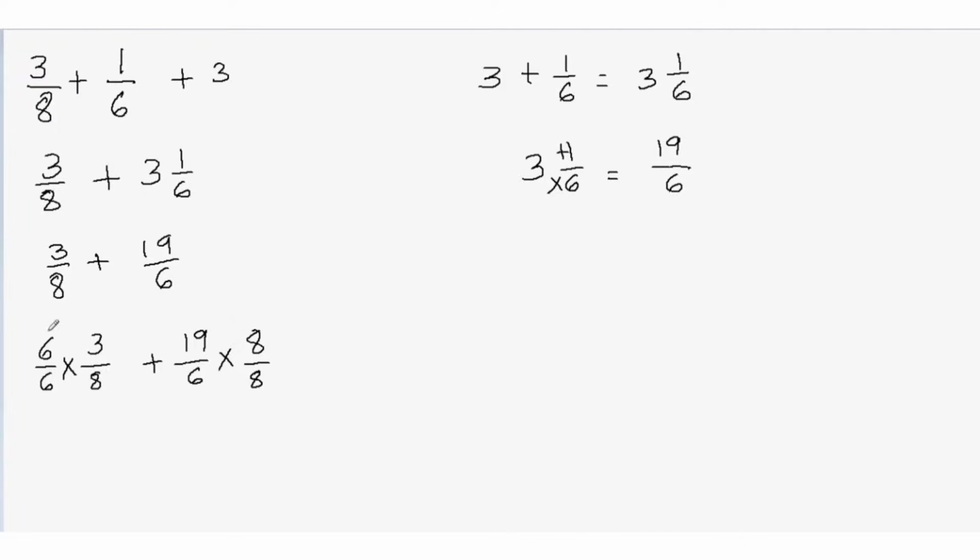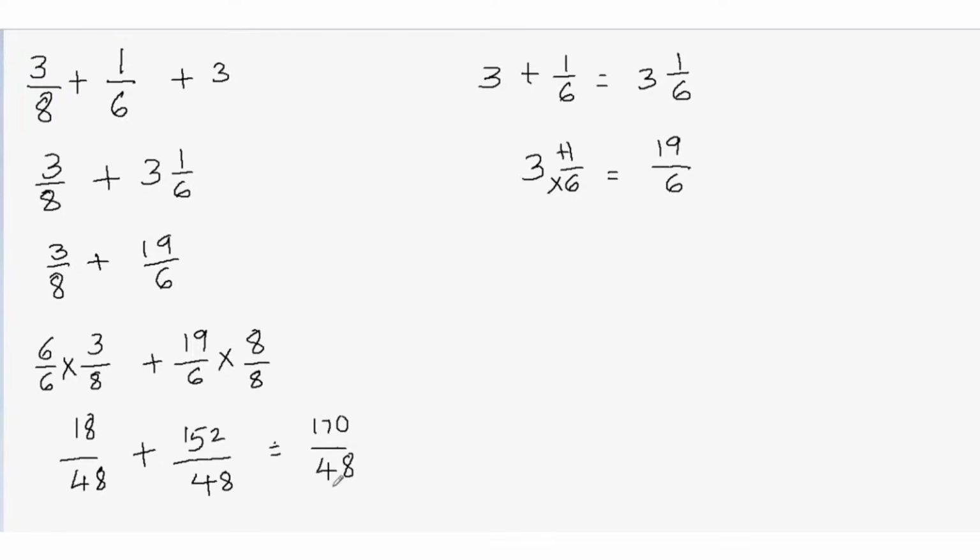Now, what we're going to do is we'll multiply the numerator and then multiply the denominator. So 6 times 3 will be 18. And 6 times 8 is going to be 48. Plus 19 times 8 will be 152, and 6 times 8 will be 48. Now you see that the denominators are equal. I can go ahead and add the numerators. So 152 plus 18 will be 170, and then we never add or subtract the denominator, so the denominator will be 48. So I got 170 over 48.